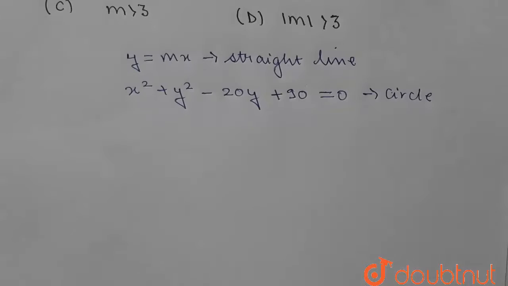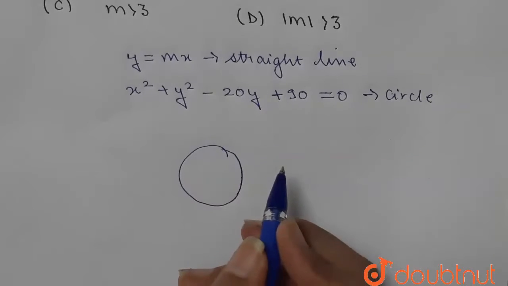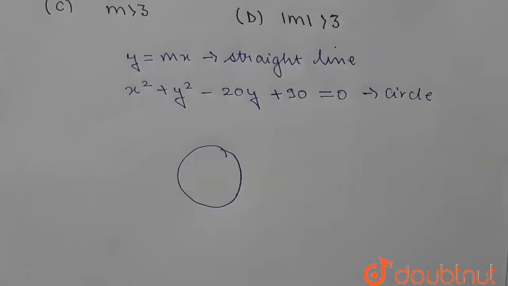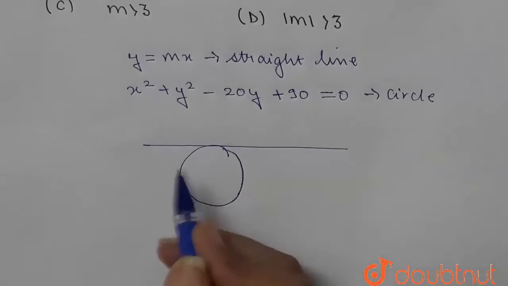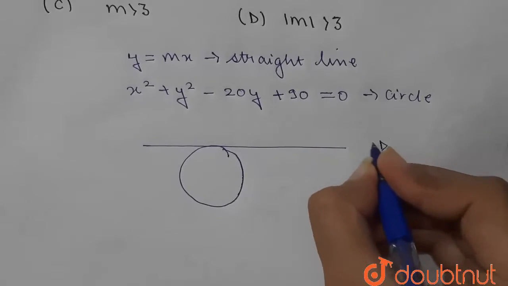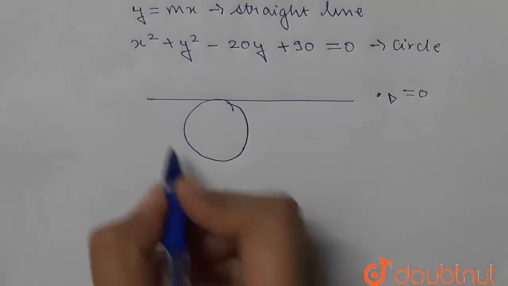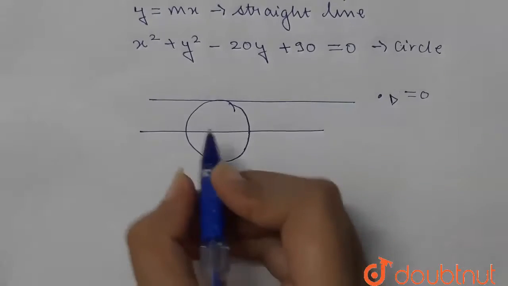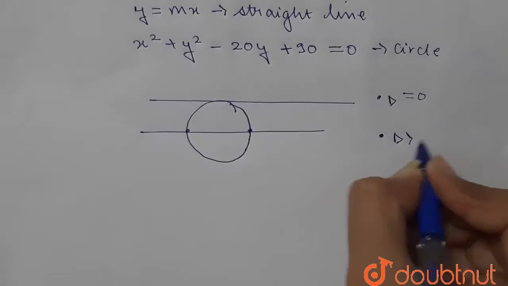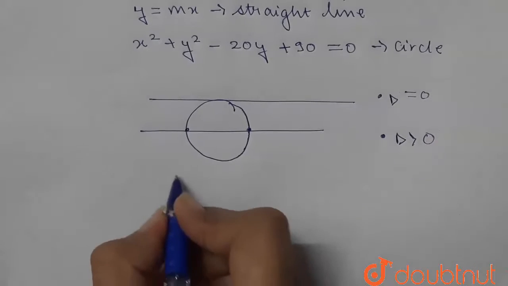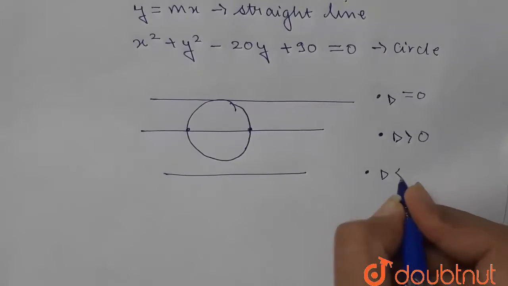Now we know that if this is our circle, and if a line is a tangent to this circle, then the discriminant D will be equal to 0. And we know that if a line passes through the circle, that means it cuts the circle at 2 points, the discriminant will be greater than 0. And if any line is outside the circle, then the discriminant will be less than 0.